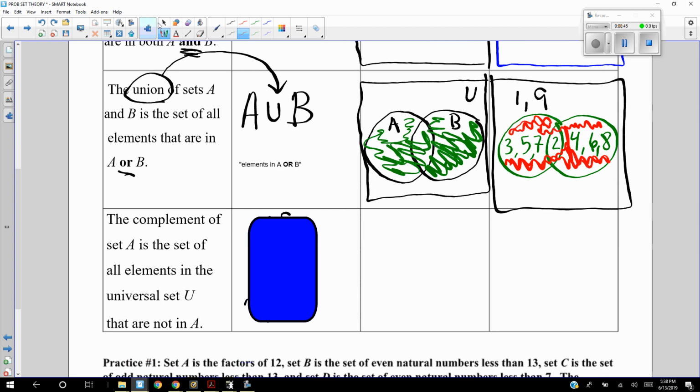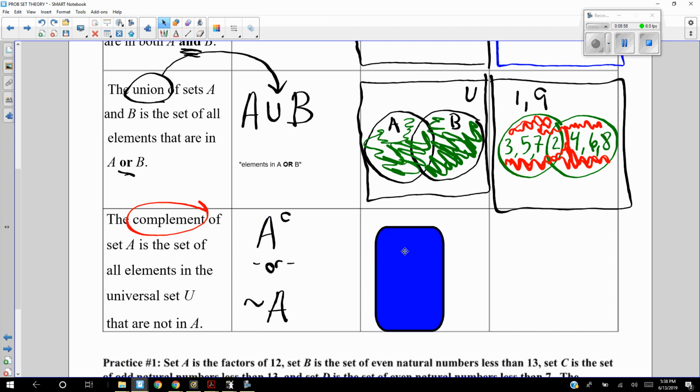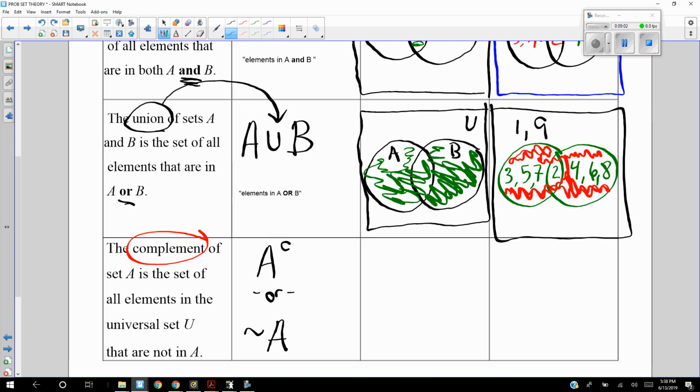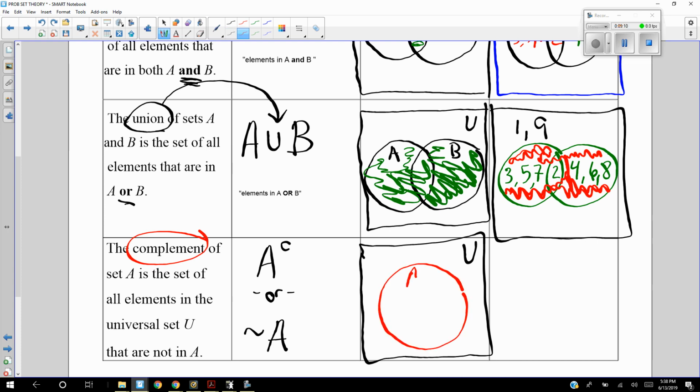And then finally, the notation for complement. It's the last vocab word. The complement of set A is considered the set of all elements in the universal set that are not in A. Really, complement means not in set A. So when we draw this, we've got the universal set. We're only talking about one other set, and it's set A. The complement of set A is everything that's not in A. So our shaded region would be everything in the universal set that's not in set A.